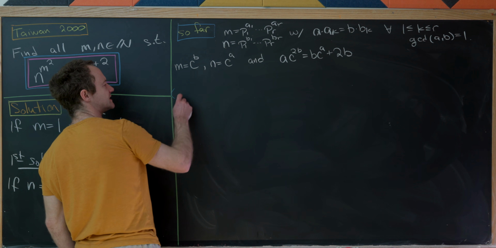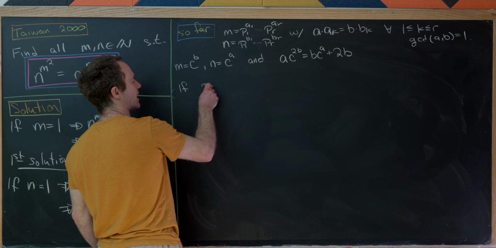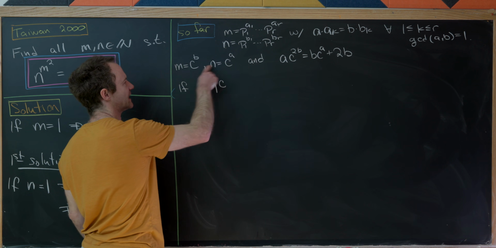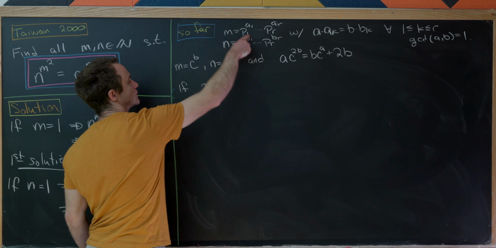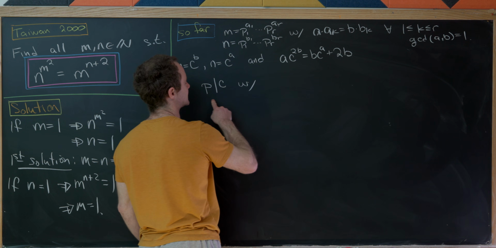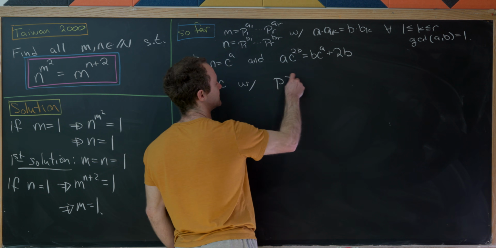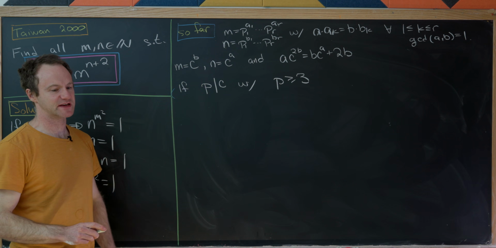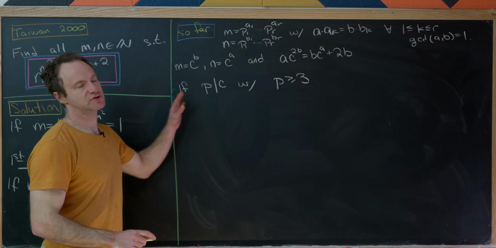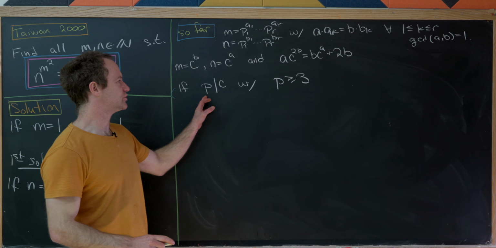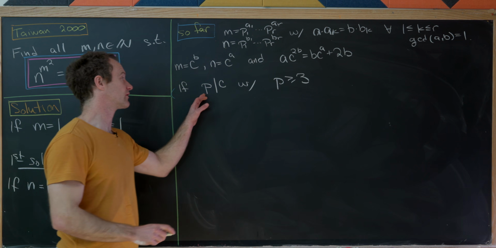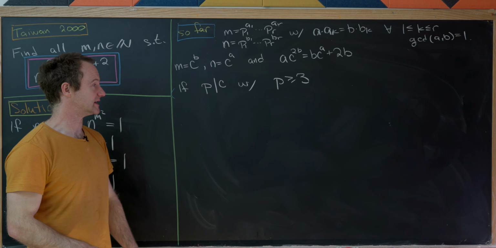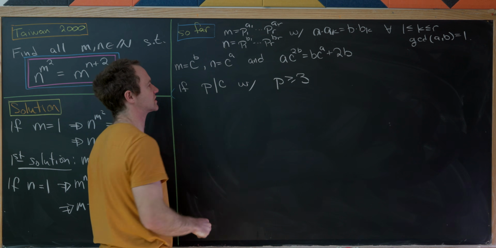So let's notice that if we have a prime p that divides c, then it divides m and n, so it's one of these right here. And let's suppose that we have p bigger than or equal to 3. So we actually want to show that this is problematic. Just to reiterate where we are, we're assuming that we've got a prime which is bigger than or equal to 3 dividing both m and n, in other words, dividing c. But now let's see where our contradiction comes from.